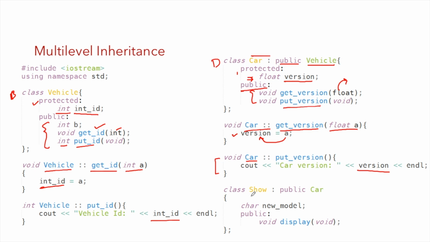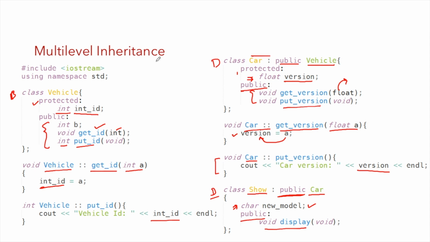And then we have one more derived class. I'm writing it here just for reference. So show is your derived class, which is inheriting class car under visibility mode public. Here we have another variable, which is private because I have not mentioned anything here. Inside the public scope we have a display function, which is not returning or receiving any value.